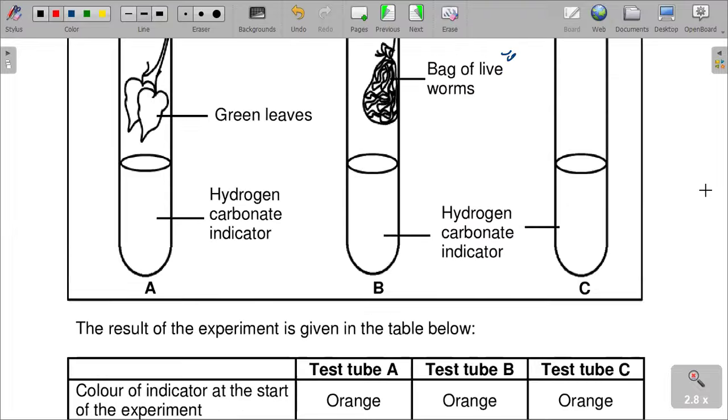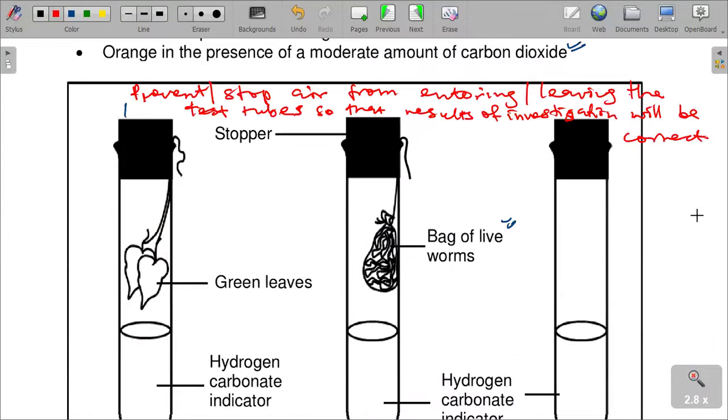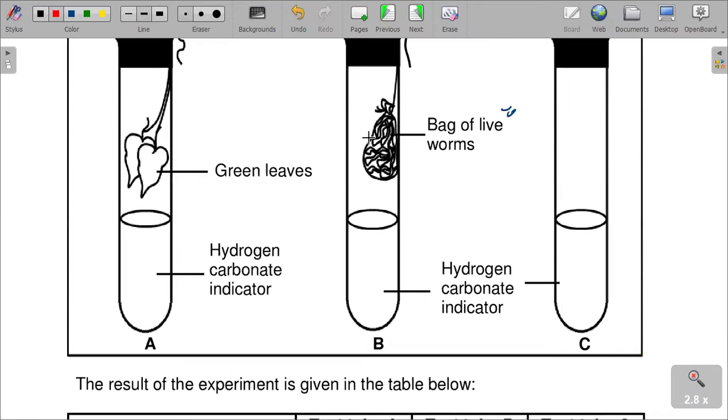That's one thing that you should understand there. The stoppers are put in order to stop air from entering or leaving the test tube so that the result of the investigation will be correct.